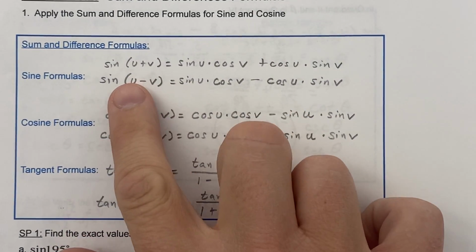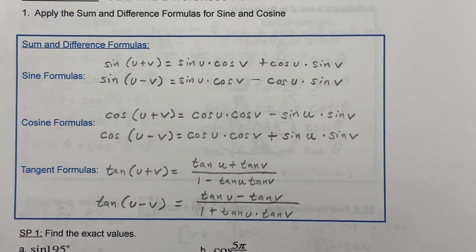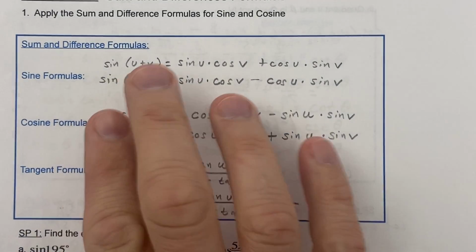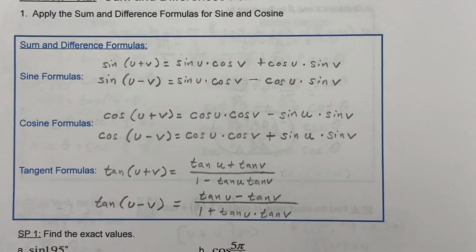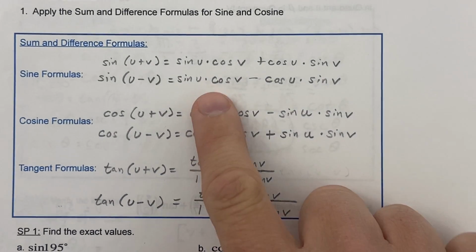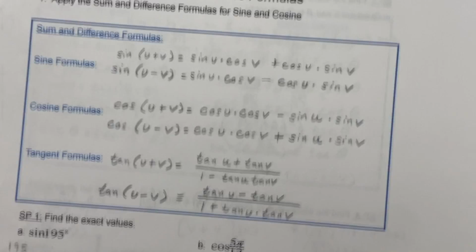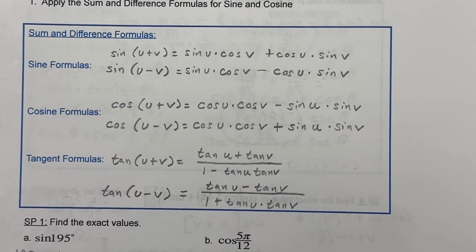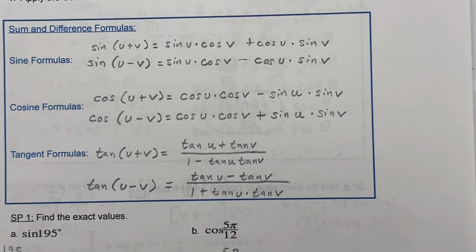U and V, first of all, those are going to be angle measures, whether that's in degrees or radians. So what they're saying is these two angle measures, the sine when we add those together are going to be equivalent to that. I'm not going to read through every one of them. You can look at those on your own, but go ahead and copy those down if you need to.